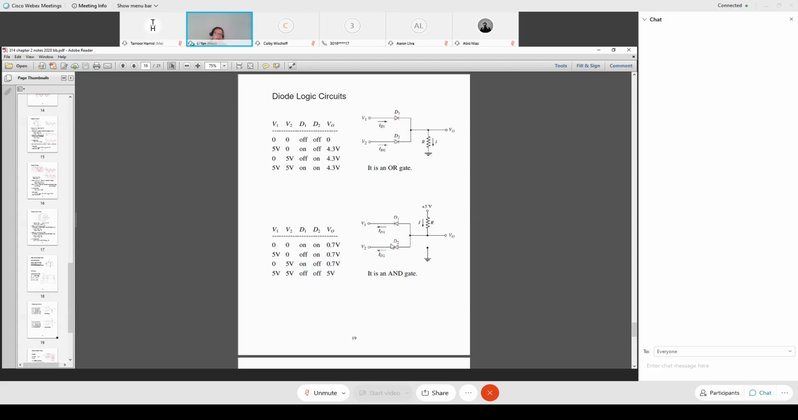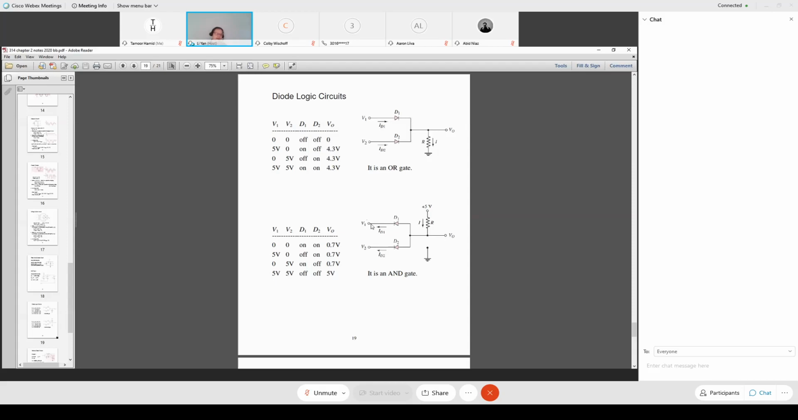Once it turns on, there's a finite voltage step up, 0.7 volts from here to here. So we have 0 plus 0.7, and the output remains 0.7 volts. If you flip the values of V1 and V2, the end result will be the same. Instead, we have diode 1 on and diode 2 off, but the output remains 0.7 volts. What happens if both inputs are 5 volts?